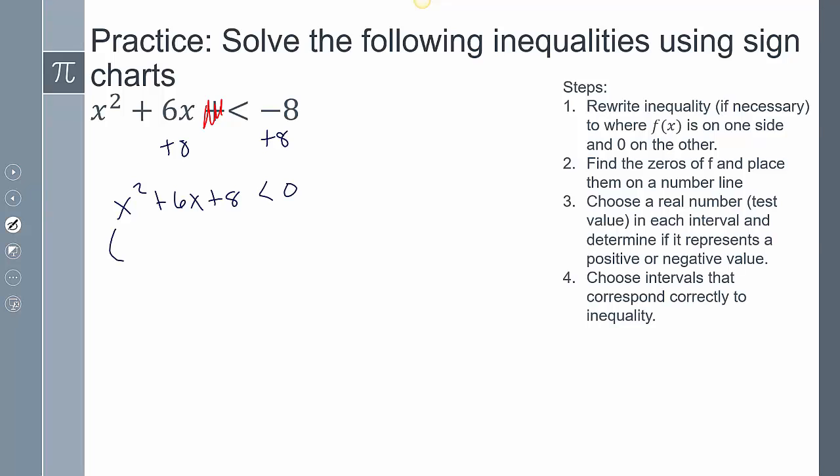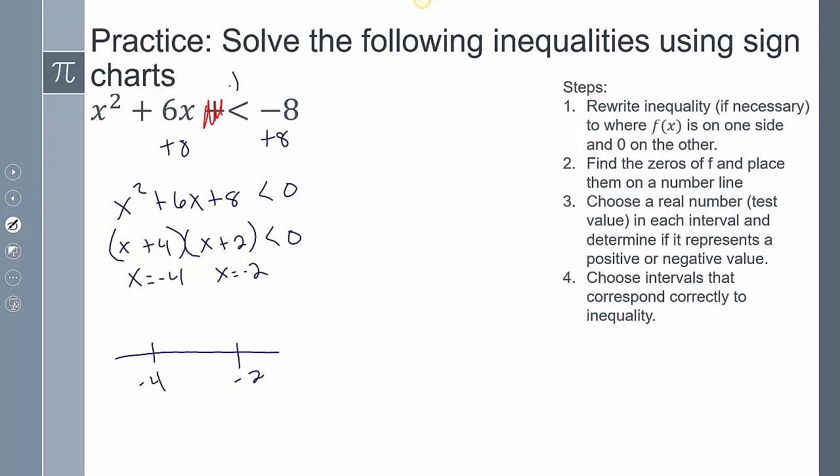Find the zeros. So that means I should be able to factor this. So this is going to be x plus 4, x plus 2. So that means finding my zeros, x is going to equal negative 4, and x is going to equal negative 2. Now, place them on the number line. So I get negative 4 here, I get negative 2. Because there's no equal to here, they're both going to represent open circles.